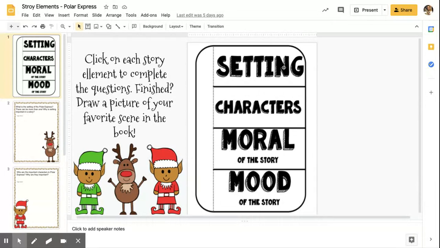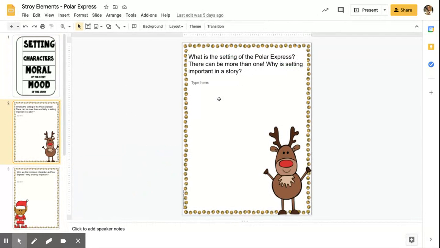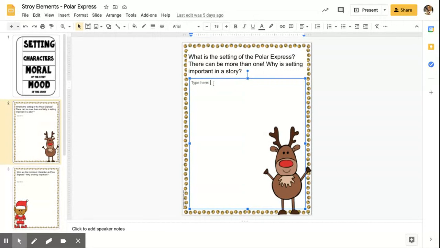So, setting. We know setting is where the story takes place. Okay, so what you'll see is when you have this, you'll be able to click on the setting slide. It's going to take you right to the setting question. It says, what is the setting of Polar Express? And there can be more than one. Why is setting important to a story? So I'm going to answer this question not for Polar Express, but for All of the Other Reindeer.